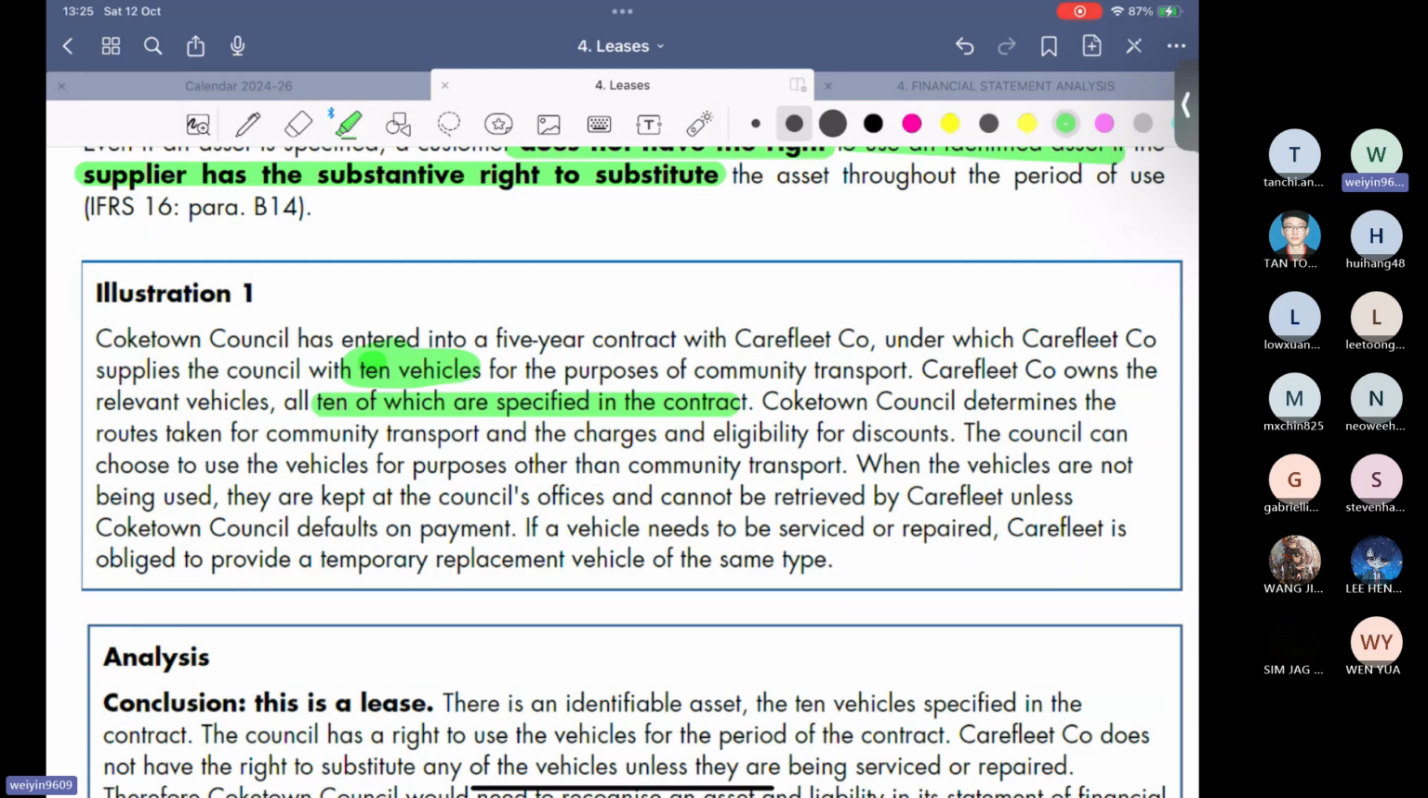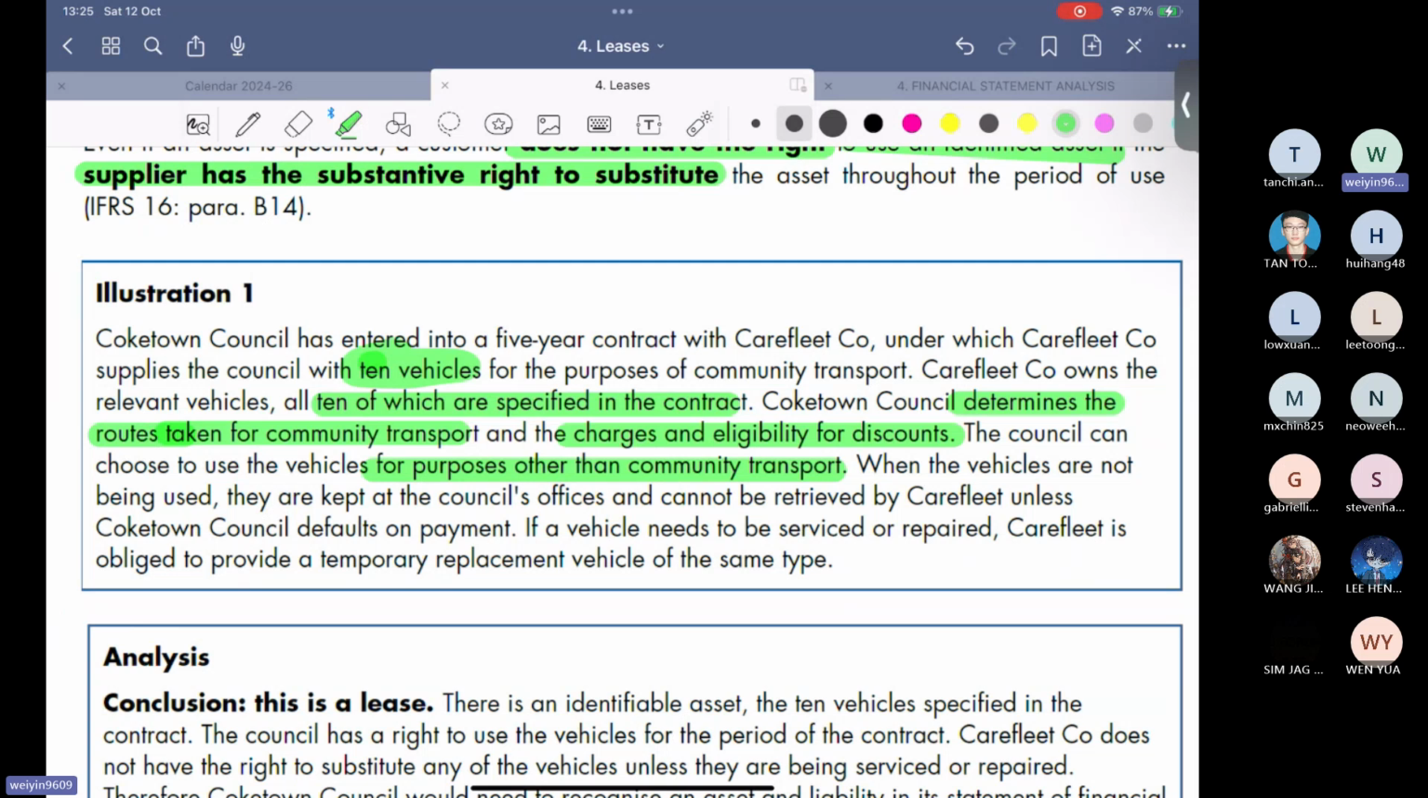Corktown Council has the right to determine the road taken for community transport, the charges, and who is eligible for the discount. That means you can identify the fare, how much they charge, and the route from one area to another. And the council can choose to use the vehicle for a purpose other than community transport. That means if one day I want to become a city bus, I also can, so it can change the purpose.